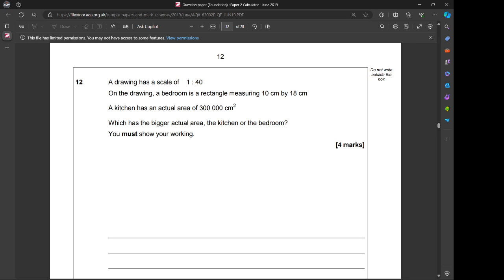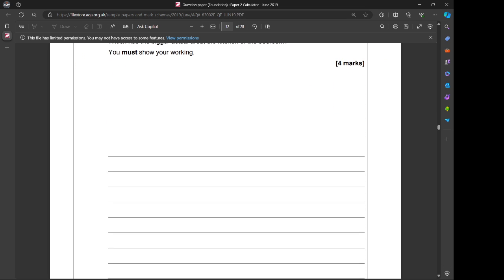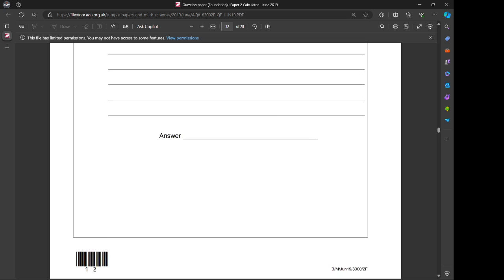So I times that by 180, and when I do that, I get 288,000 for the actual bedroom area, and therefore, guys, the actual area which is bigger is going to be the kitchen. That's my answer for question 12. Let's move on.